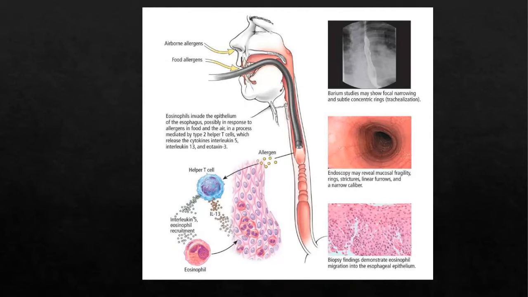This picture describes what's happening. The allergen is ingested either through the airway or in the food that they eat, and the allergen gets into the epithelial lining and causes an allergic reaction. The helper T cells think that it's a foreign invader, and they in turn recruit the eosinophil to aid, and that causes the inflammation.